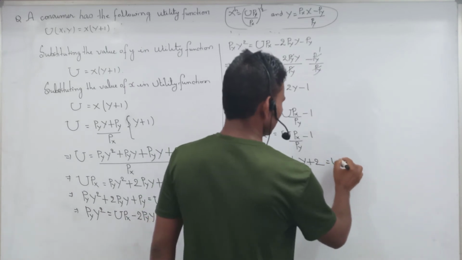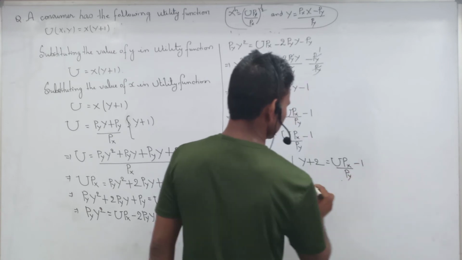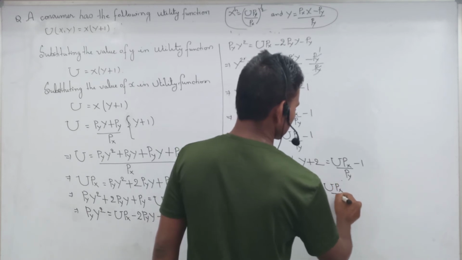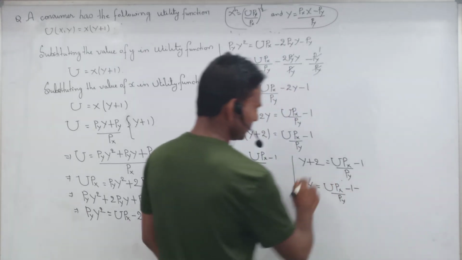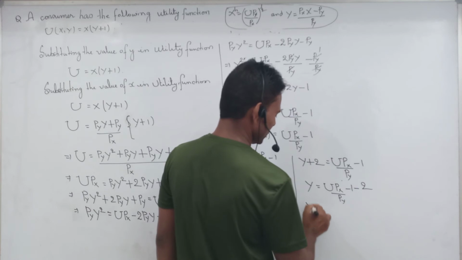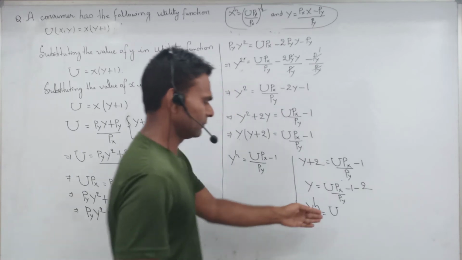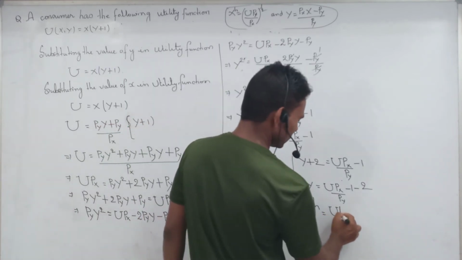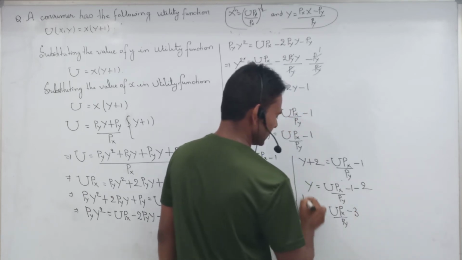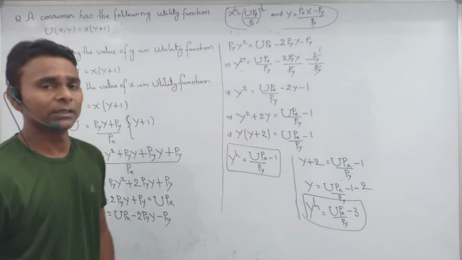y equal to u times price of x by price of y minus 1. Shifting plus 2 to the RHS side, it becomes minus. Therefore, the other Hicksian demand function for commodity y is equal to u times price of x by price of y minus 3. There are two Hicksian demand functions for commodity y.